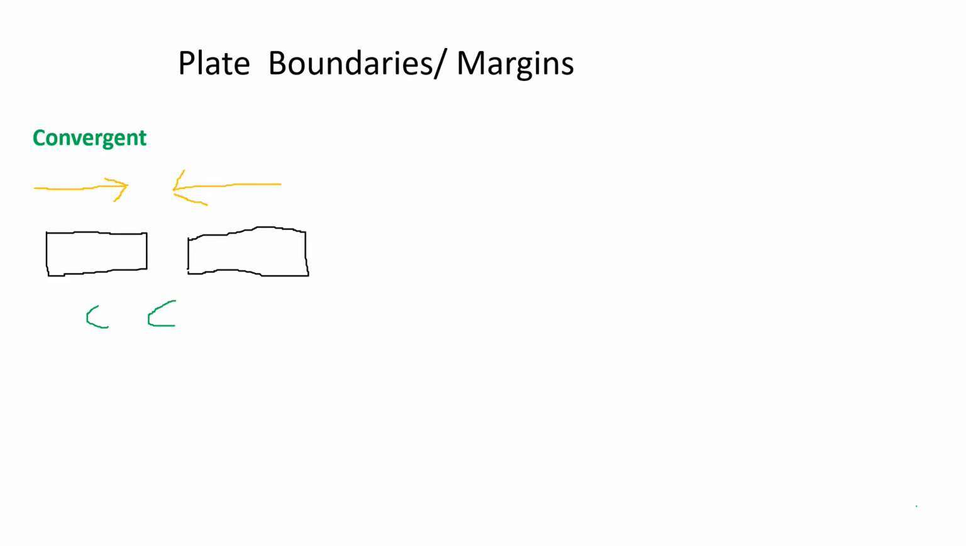So let's just put this in quickly before we forget. The two continental plates colliding, we have mountains. So MT will stand for mountain. So we have mountains being formed.